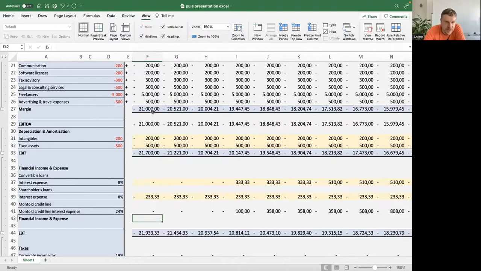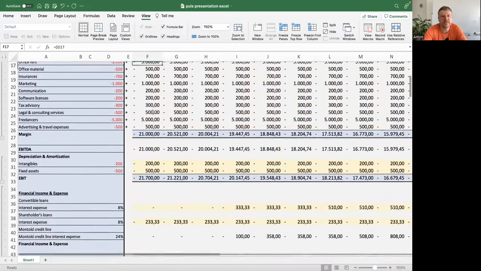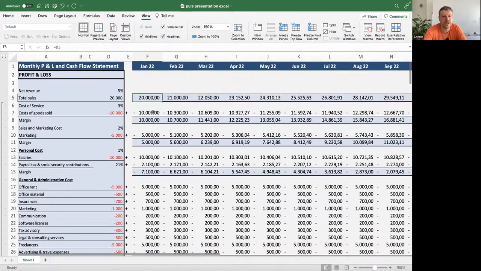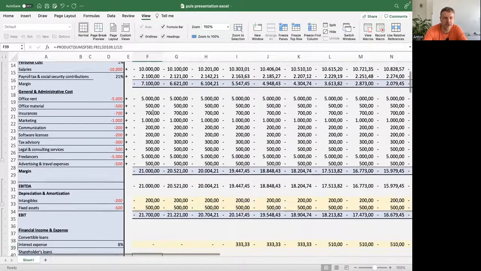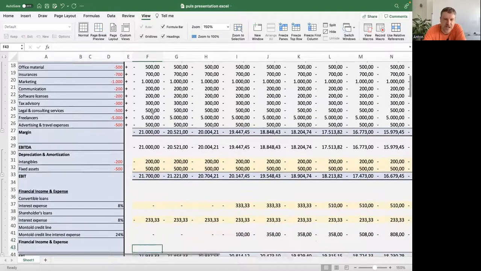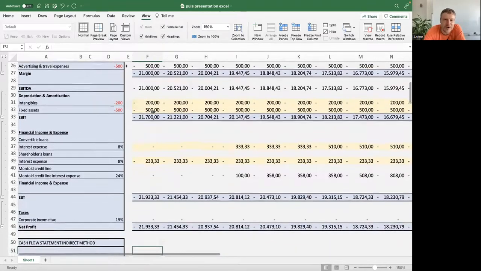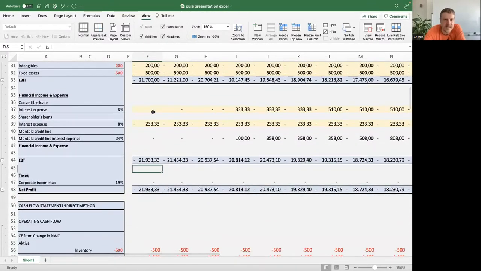We go further and we come to the financial income and expenses. As we saw, our revenue is not enough. Our revenue is 220,000 a month. This is not enough to cover all our expenses. So we need to switch on some financial activities, like taking money from somebody in order to keep going with our business. And these are expenses for the loans we will be taking.